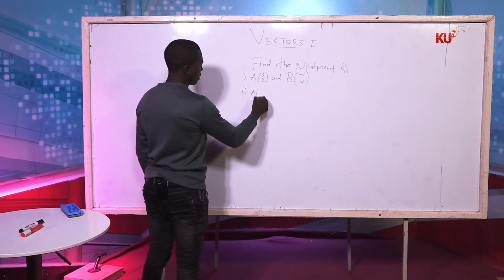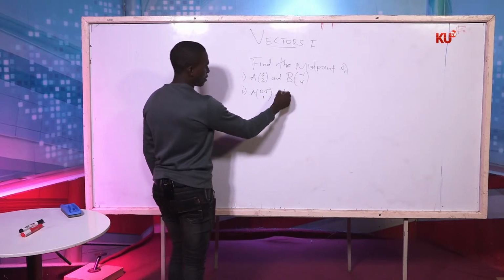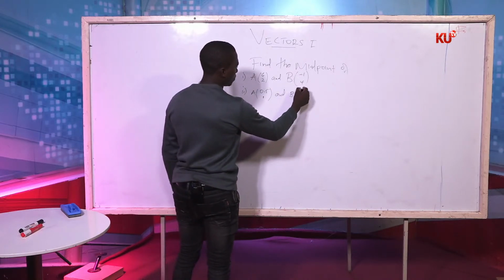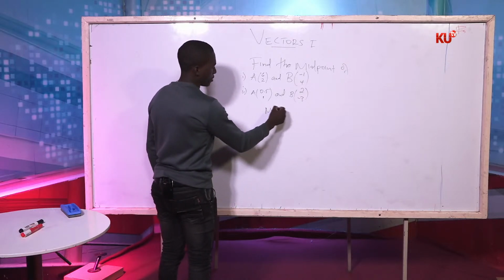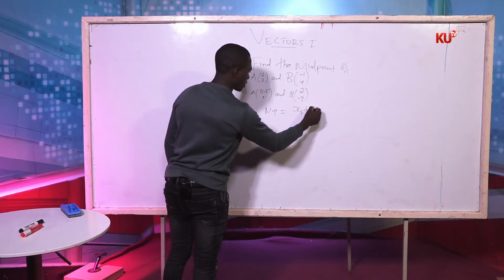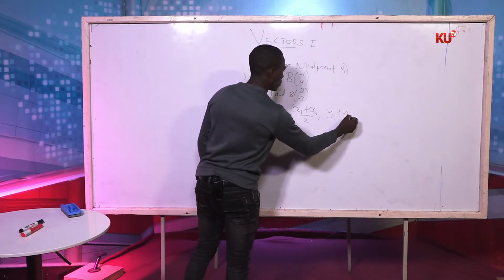Roman 2: A is (0.5, 1) and B is (2, -3). Remember, the formula for midpoint is x1 plus x2 divided by 2, y1 plus y2 divided by 2.